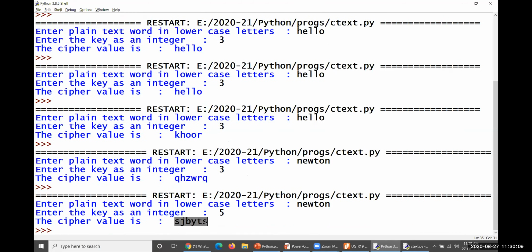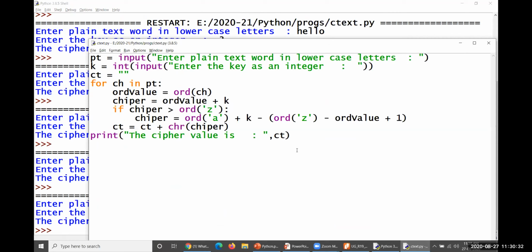So this is the output that you have been provided. This is the ciphertext, or encrypted form, of Newton. The encrypted form of Newton is SJBYTS based on the key value, which is 5. In this way you can provide the ciphertext here. So this is the program for ciphertext, providing the encryption algorithm's ciphertext value.